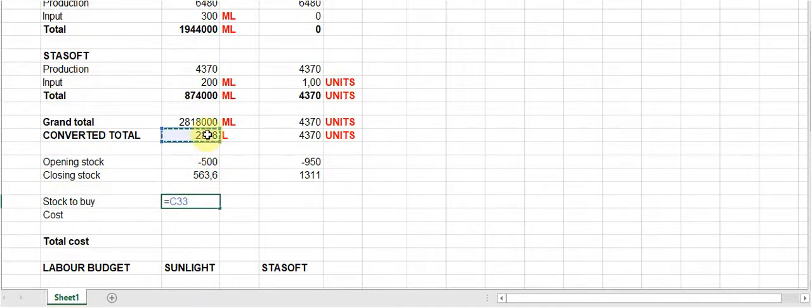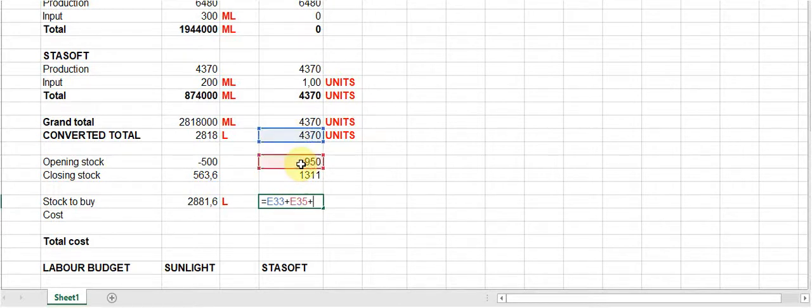Now we can go to calculate the stock that we have to buy, and that will be the converted total, and we need to then minus the 500 opening stock, add back the closing stock, and we get to the liters that we need to buy. I'm going to repeat that calculation. Minus opening stock, add closing stock, and that gives us the units that we have to buy.